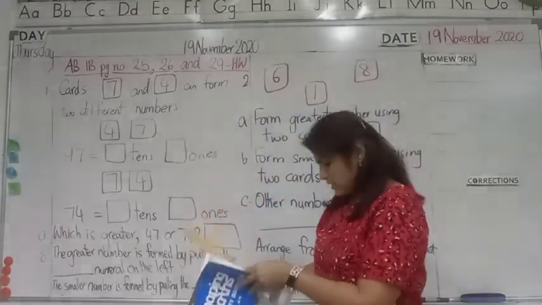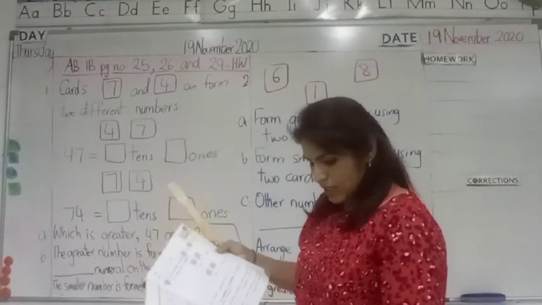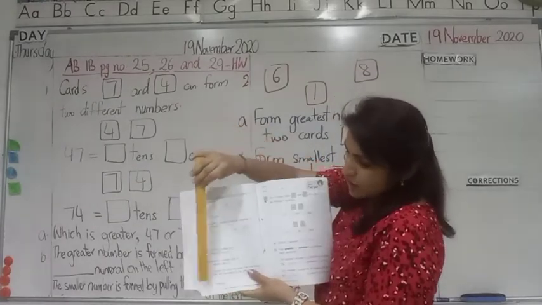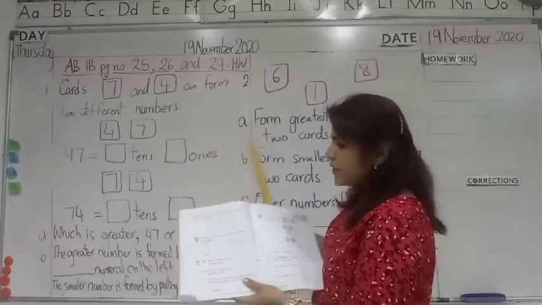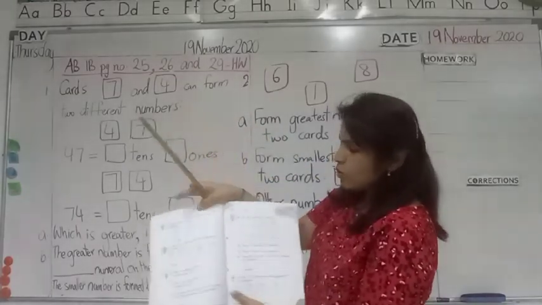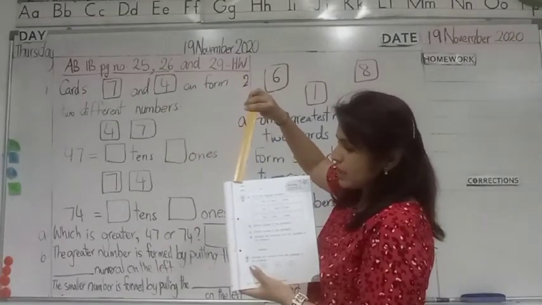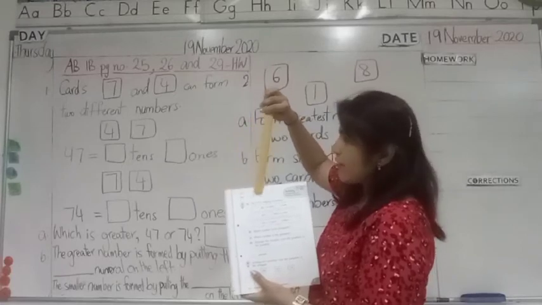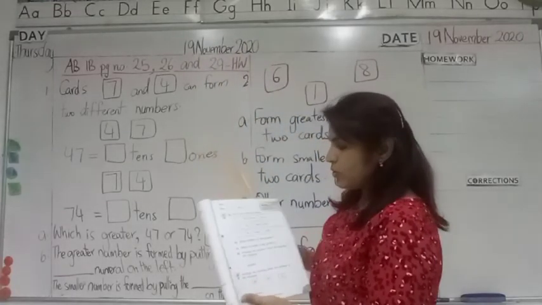So this is page 25, and page number 26 is similar to page number 25. You have to do this for homework. As you know, you have to strike the word name and write Thursday, strike the word class and write HW, and write today's date, that is 19 November 2020.